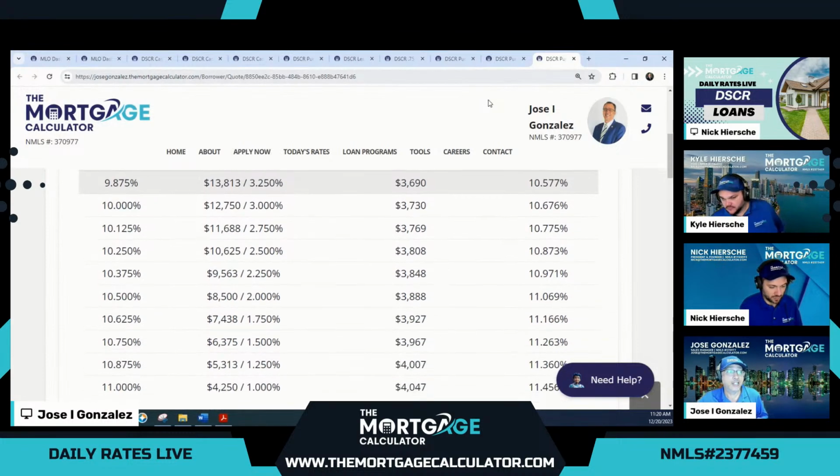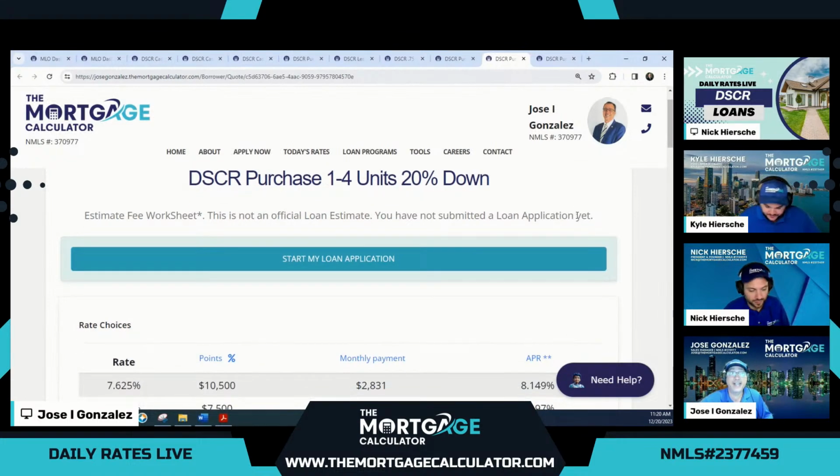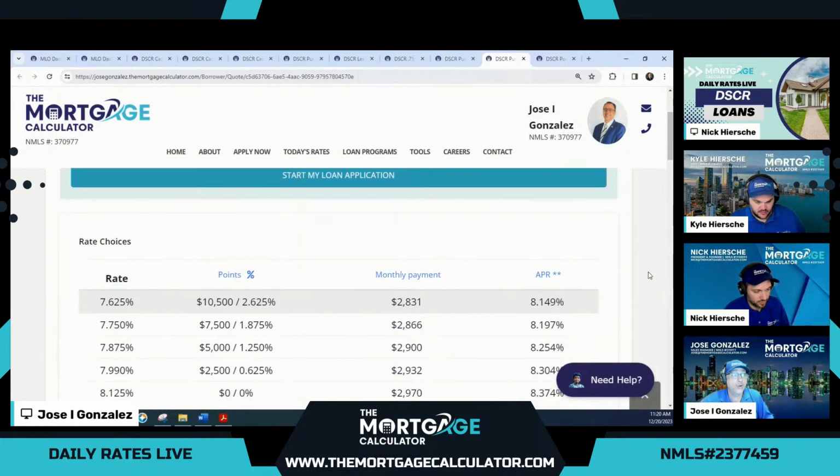Now, look at these numbers, right? This is to get an extra 5%. However, if we want to go the more traditional route, if there is such a thing for a DSCR loan, right? We're so getting used to this, right? That we call this traditional. 20% down, 1 to 4 units is the same, so 2 to 4 units are going to be priced the same as a 1 unit, no loan level price adjustments.